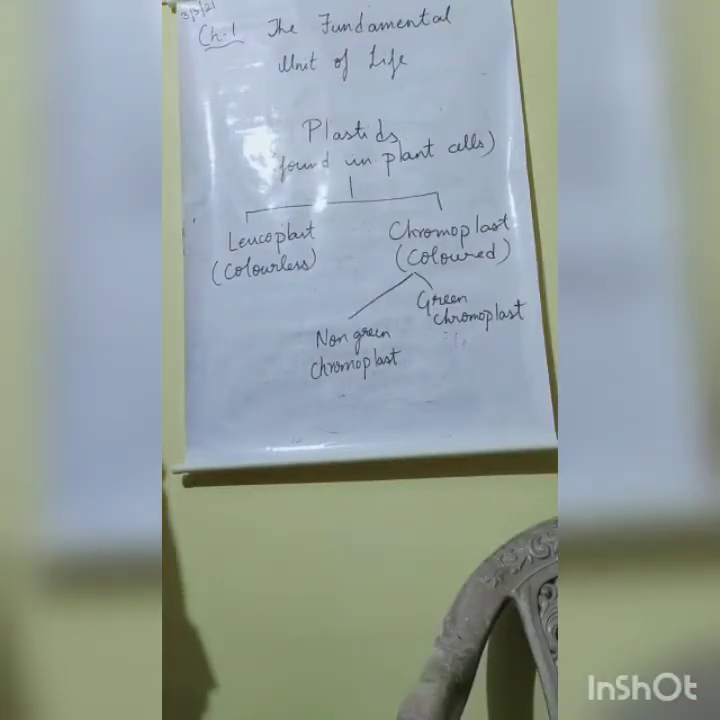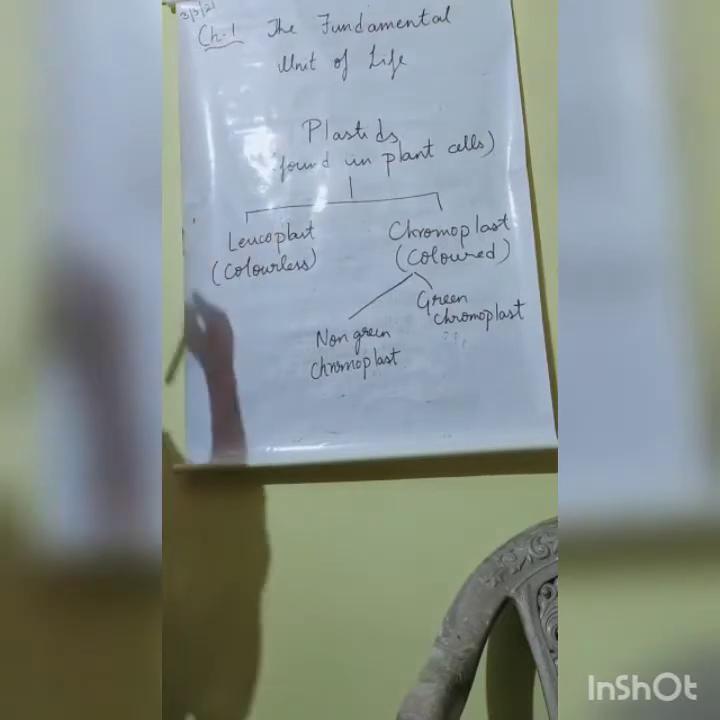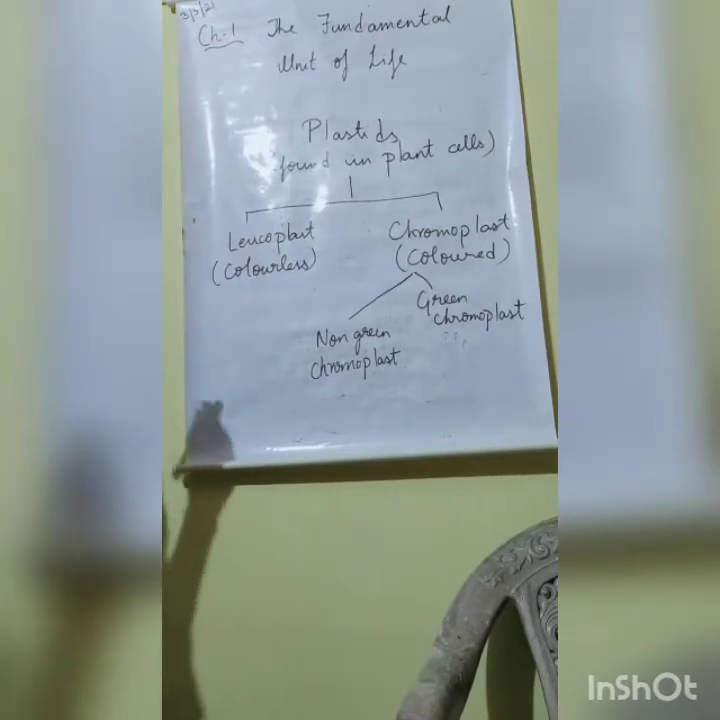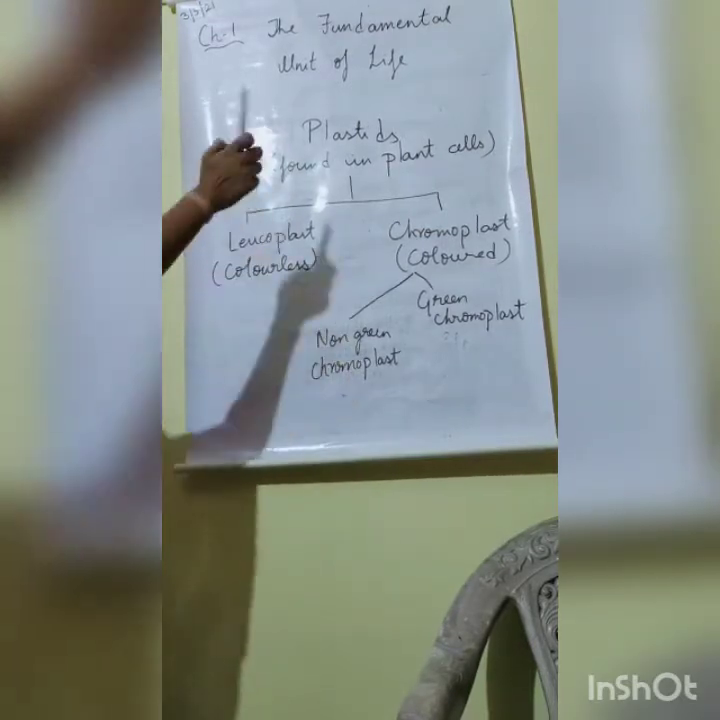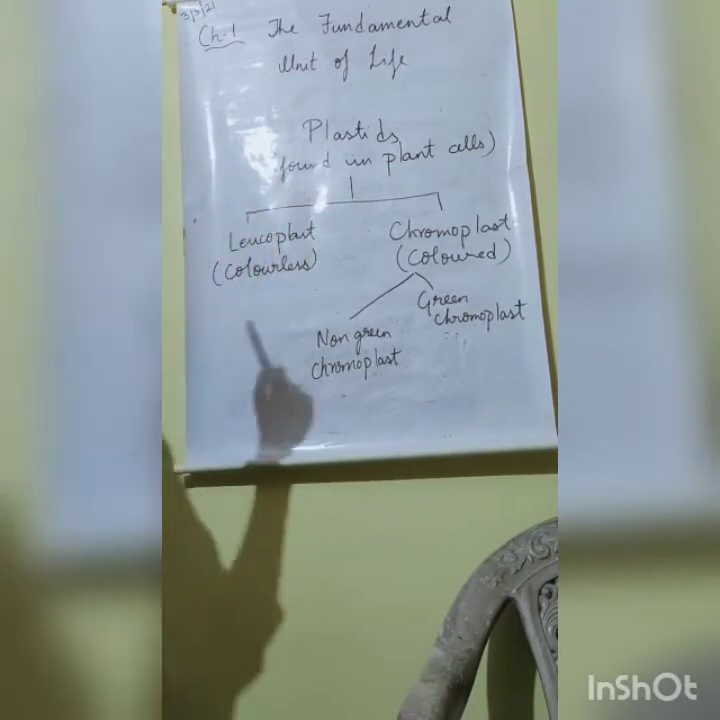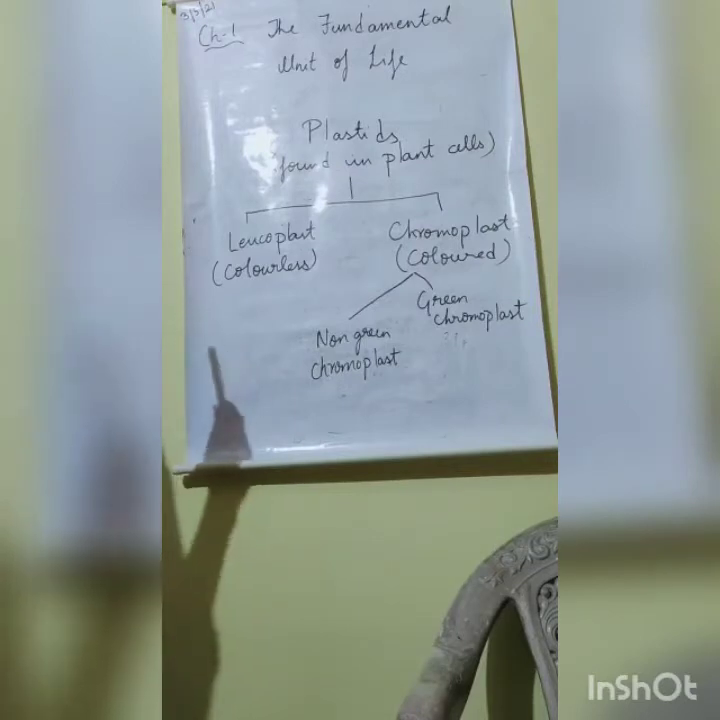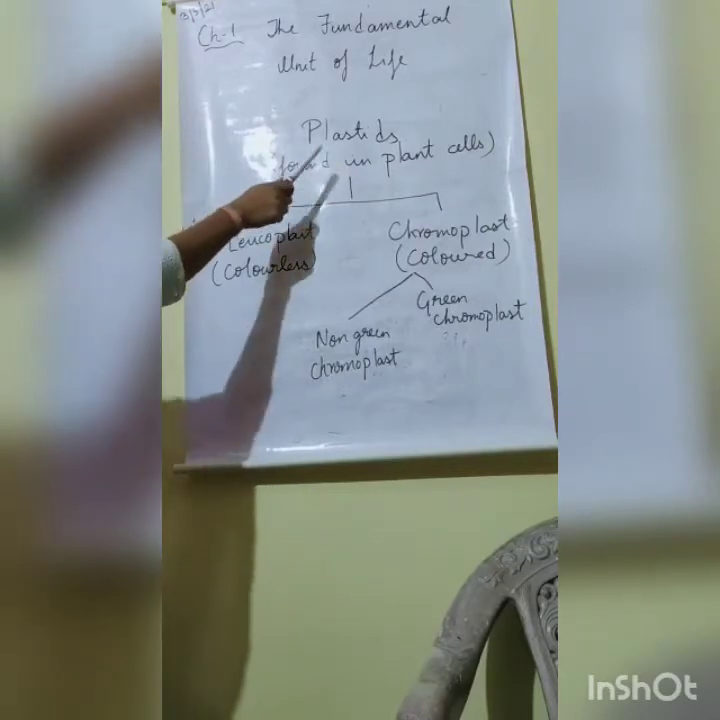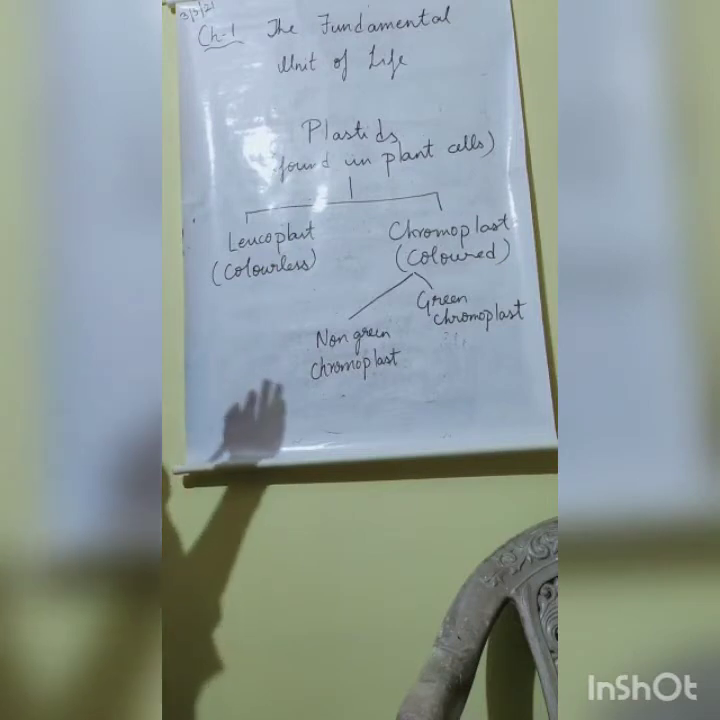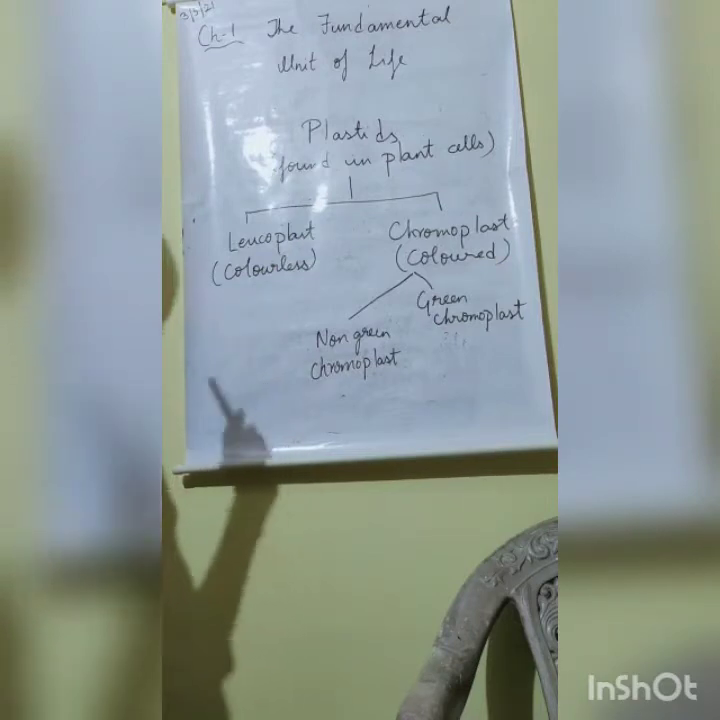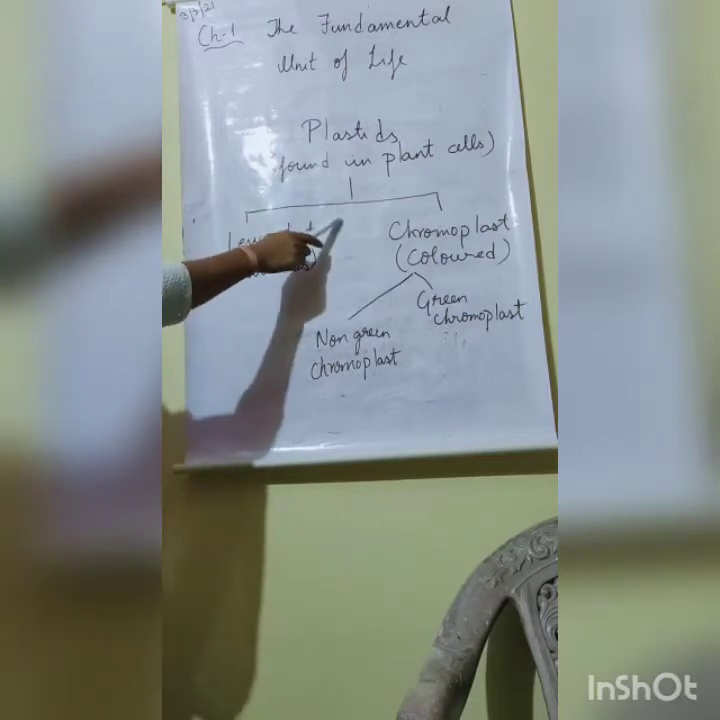Now your next cell organelle is plastids. So what are plastids? Plastids are found in plant cells and in certain protists, in some algae. Other than that, they are not found in animal cells. I repeat, plastids are found in plant cells and in some protists, like some algae, and they are absent in animal cells. Now this plastid is of two types.